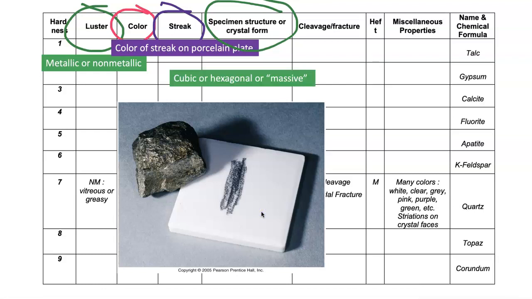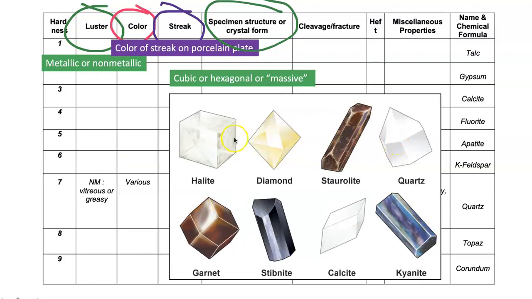And you're going to either select a shape like cubic or hexagonal, which means 6-sided, or massive, meaning there is no obvious shape. So for example, this mineral right here is massive. There are no crystal planes, there's no shape associated with it. Here are a number of different shapes that you might come across.